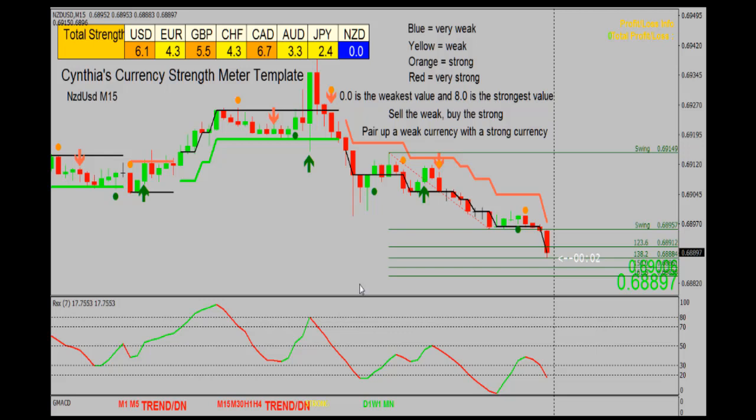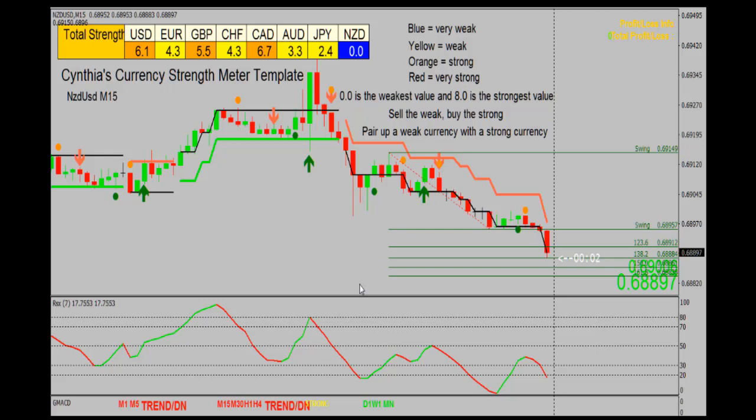It can save you so much time and frustration, and it can give you a win ratio of over 80% once you really learn how to use it. And it's not that hard to learn to use. So I'm introducing you to my favorite currency strength meter.